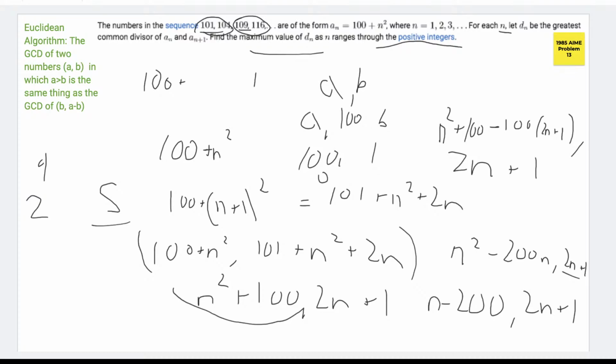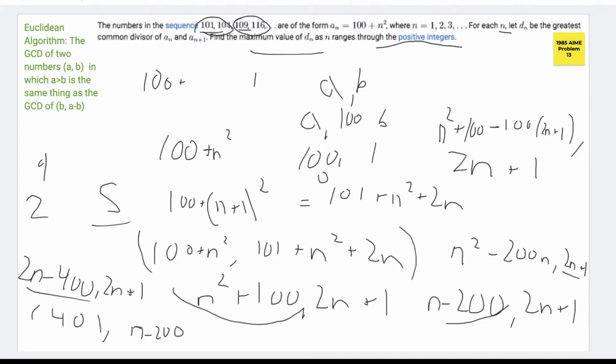Now we want to get rid of the 2n term. We can do that by multiplying the left side by 2, and you get 2n minus 400 and 2n plus 1. Now we find the GCD of these two terms by subtracting. So the 2n's cancel out. 2n plus 1 minus 2n minus 400, the minus becomes a plus, so 401. And 401 along with the smaller term, which is just n minus 200. At the end, you have n minus 200 and 401.